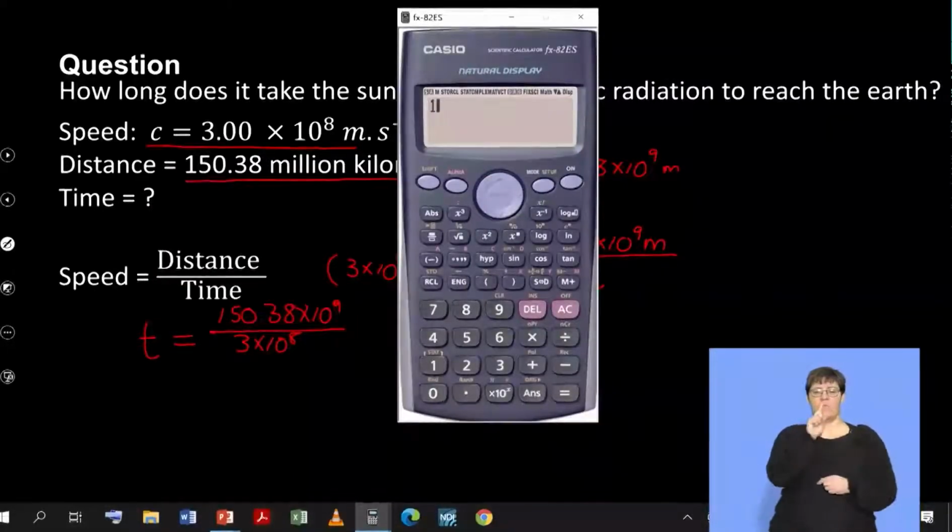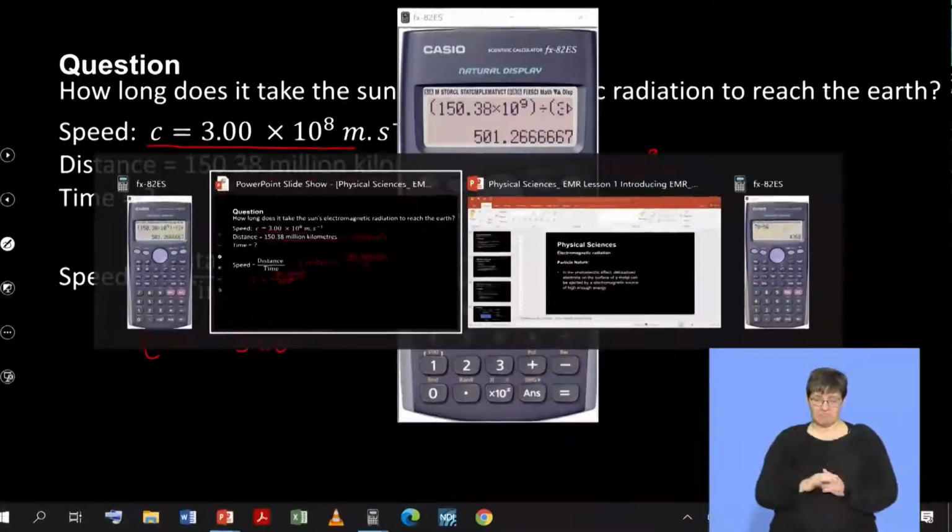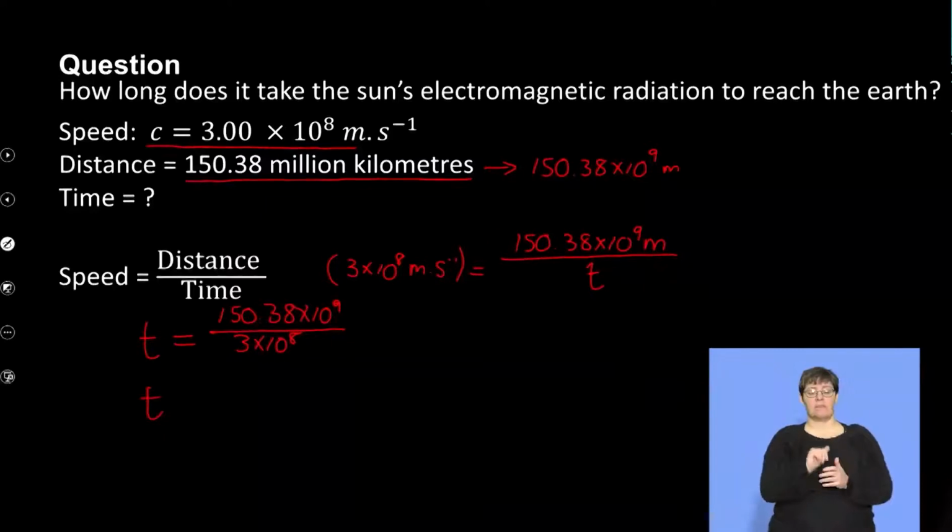We have 150.38, forgot my brackets, let's put the brackets in there, 150.38 times 10 to the power of 9, all divided by 3 times 10 to the power of 8, close the bracket, hit equals, and then convert it. We get that our time value is approximately 501 seconds.